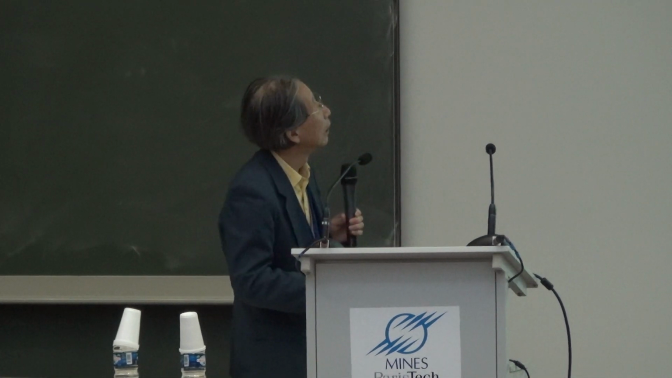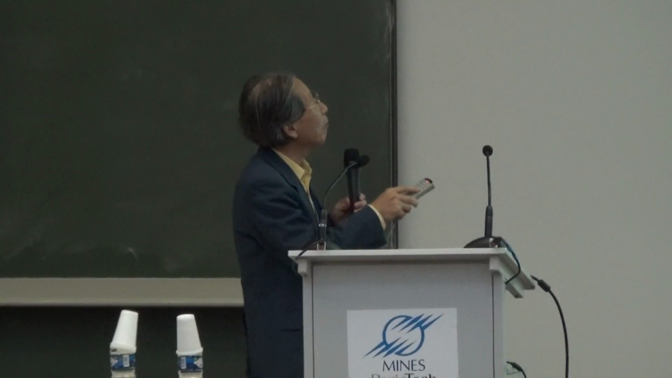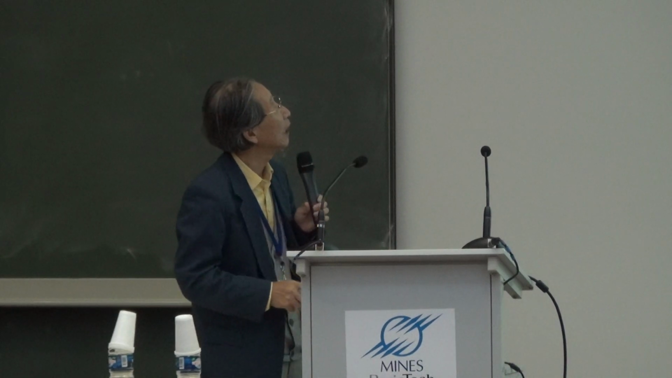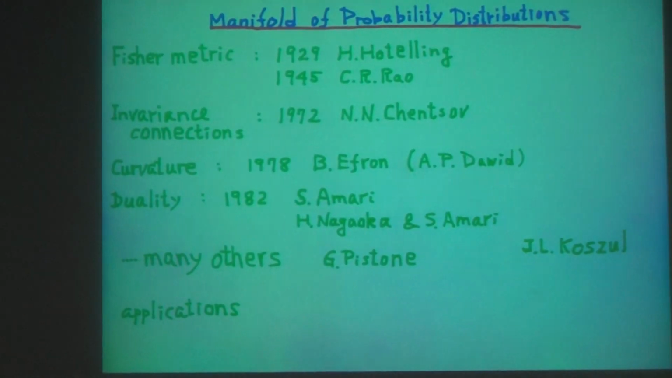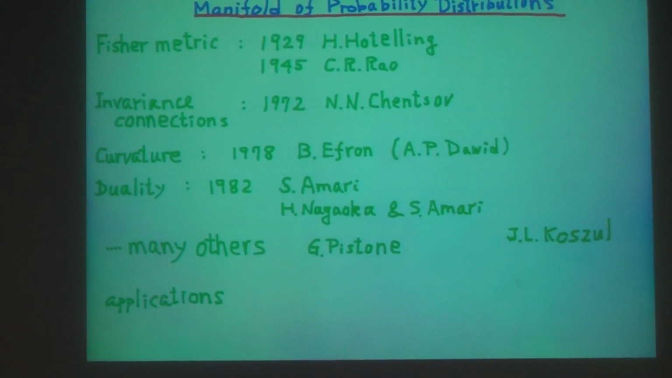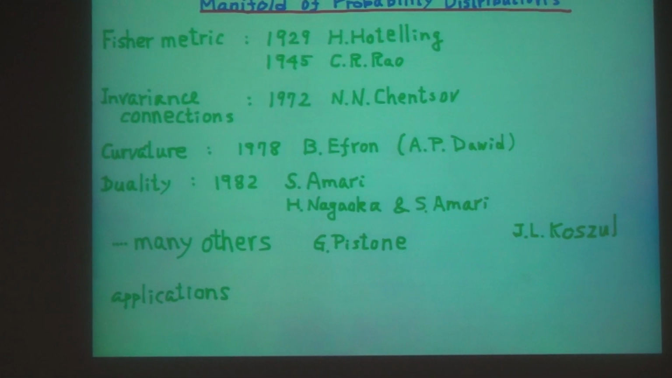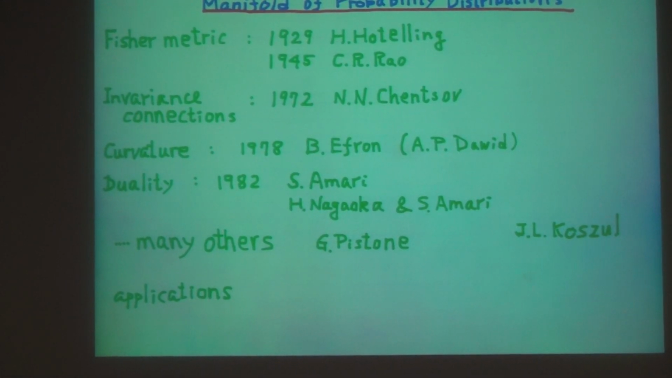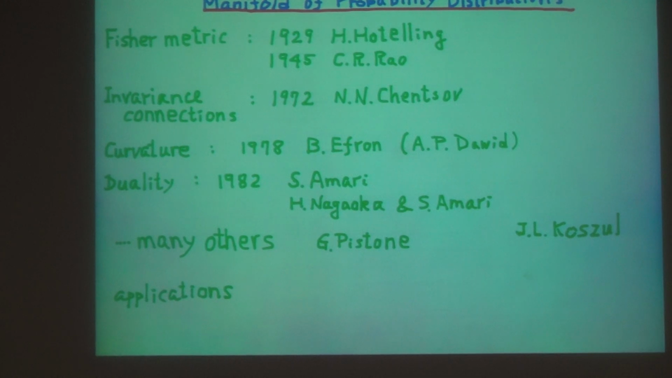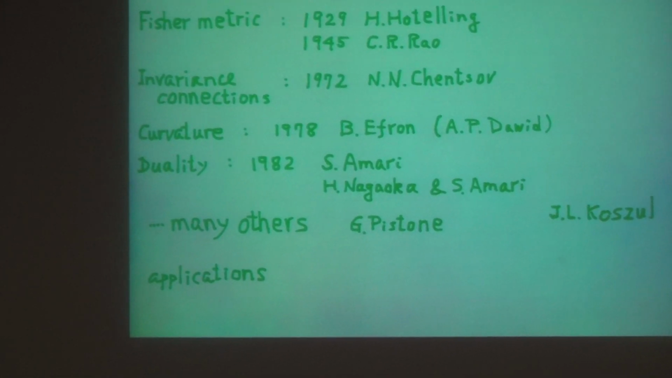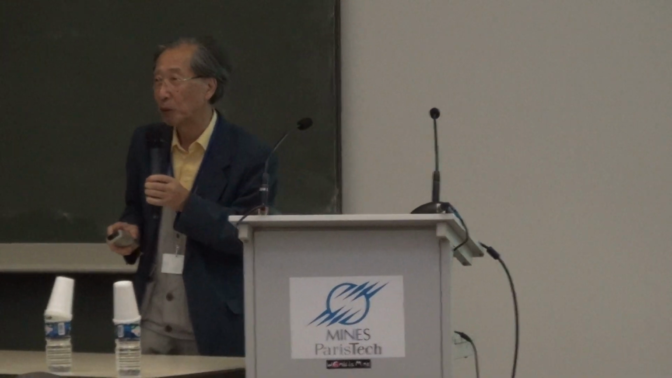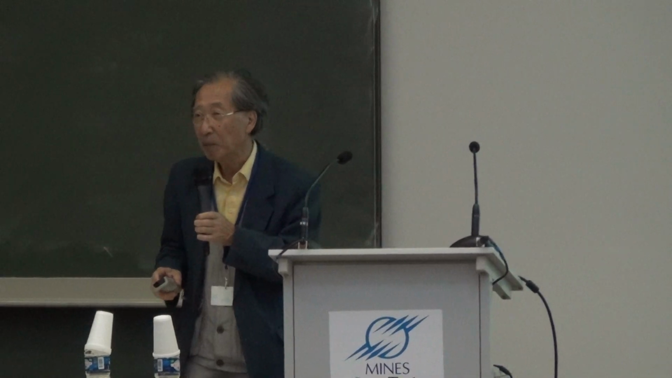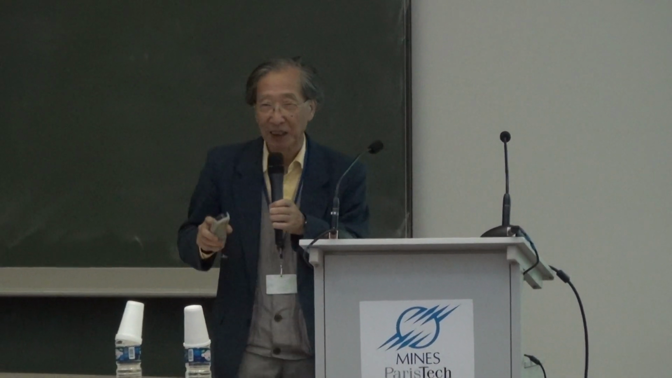Okay, so going back to the manifold of probability distributions. We believe that C.R. Rao, in his 1945 seminal paper, proved the Cramér-Rao theorem. And also he studied how the Fisher information matrix can give a Riemannian structure to the manifold of probability distributions. Everything started from that point.